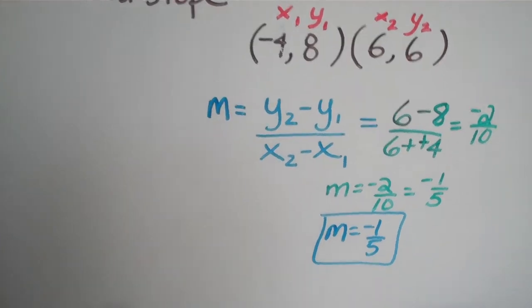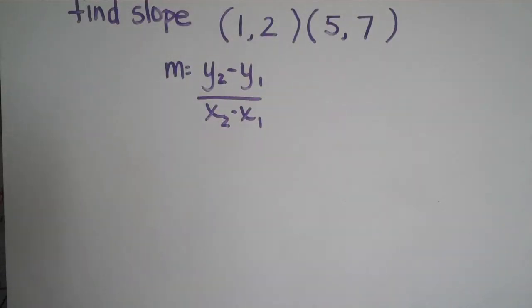Okay, so let's do another one. Same thing, we have 2 coordinates, we have our formula all set up. All we're going to do first is label it.